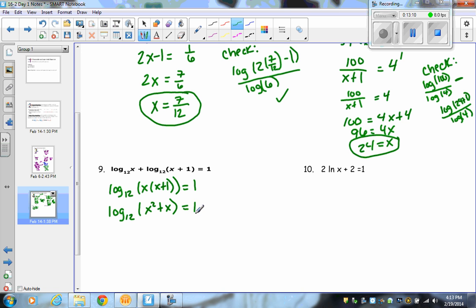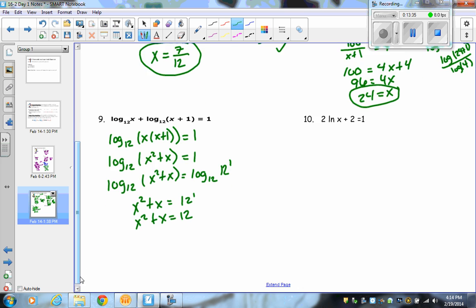Rewrite this using the log base 12, so this is going to be the log base 12 of x squared plus x equals the log base 12 of 12 to the first. So now I have that x squared plus x has to equal 12 to the first, which is just 12. Get it equal to 0, so that tells me that x squared plus x minus 12 equals 0. And we can factor this to find out what x is.